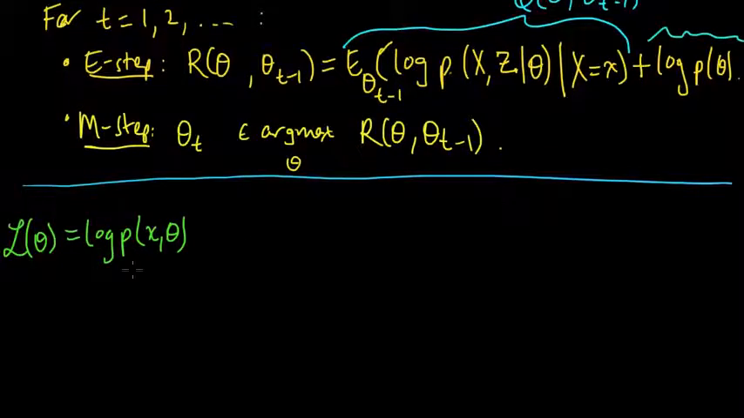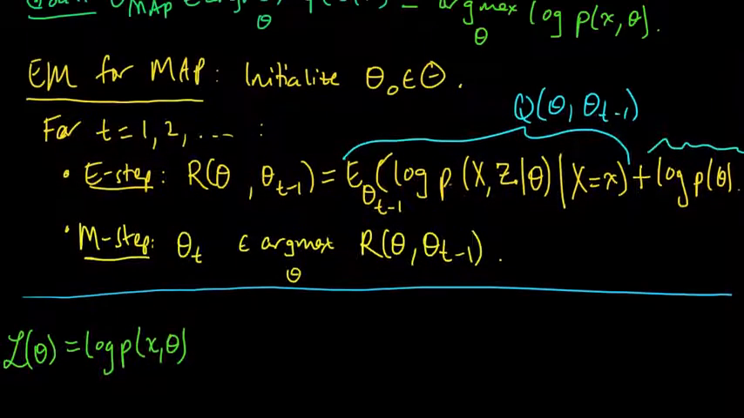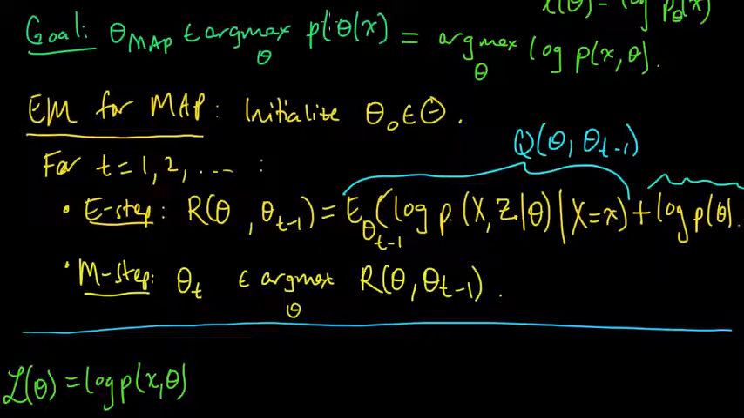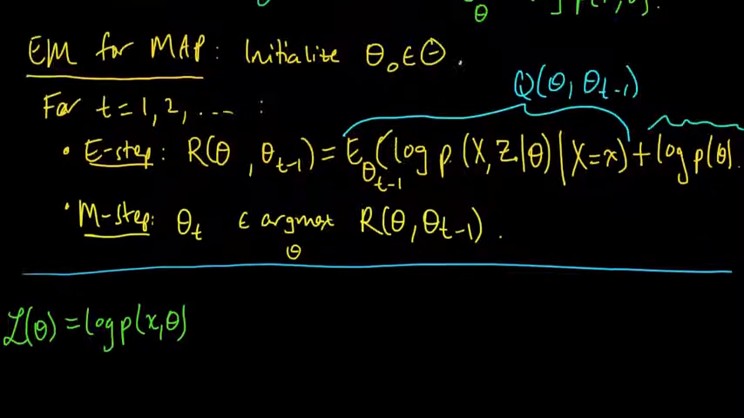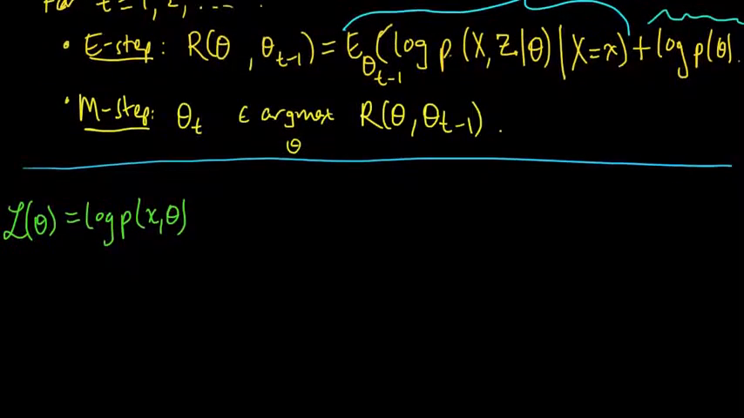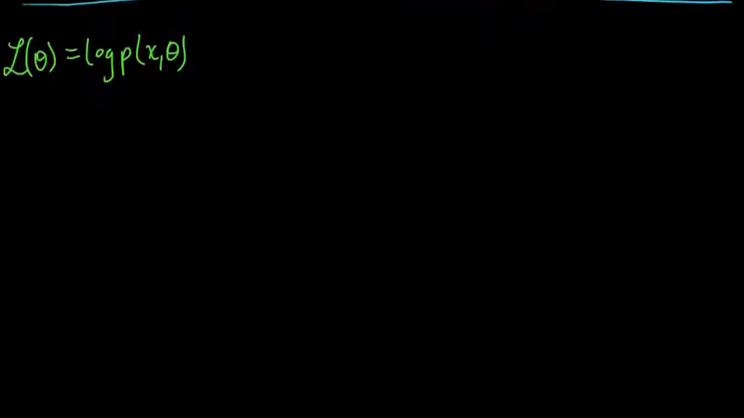So let's look at this quantity. If we can prove that this is non-decreasing in the sequence of estimates theta 1, theta 2, and so on, then we will have that the posterior probability is also non-decreasing in the sequence of estimates. So this is what we want to show is non-decreasing, this capital L thing. So let's take a closer look at this.